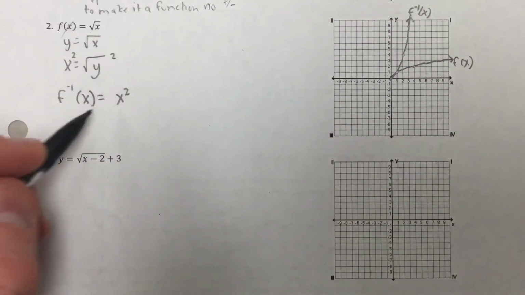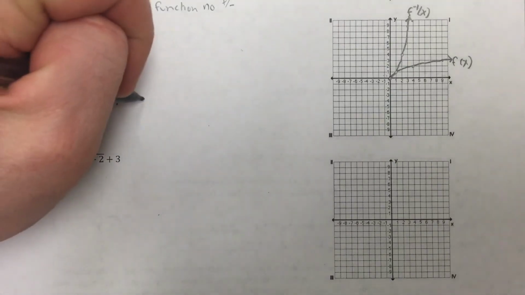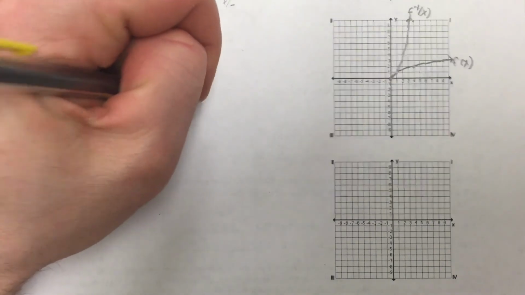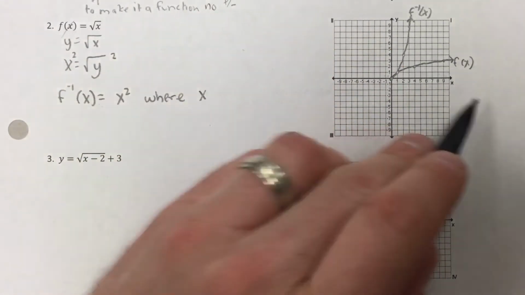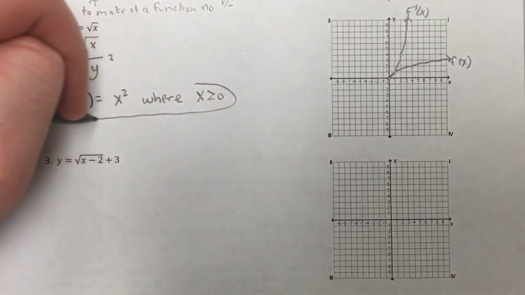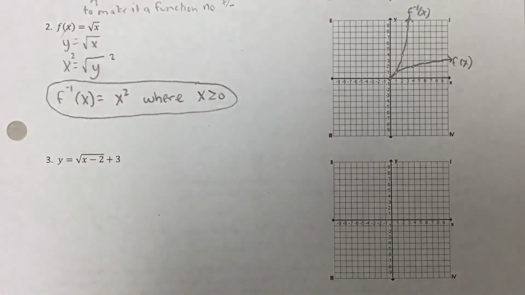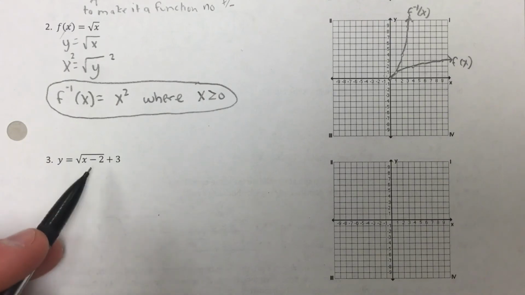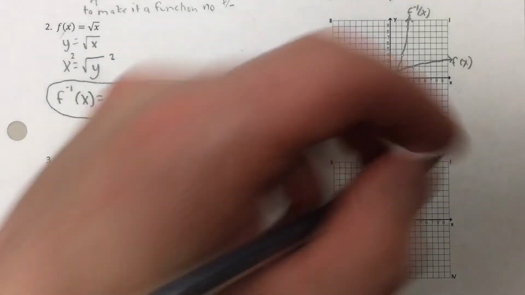So guess what? We have to restrict the domain actually to the inverse here. So I'd say, all right, my inverse would be f inverse of x equals x squared, but it's starting at x, and it's every x value greater than 0. So where x is greater than or equal to 0 is my true inverse for that. All right, one more. All right, if I have the square root of x minus 2 plus 3, this would be our parent graph for the square root where we're going right 2 and up 3.